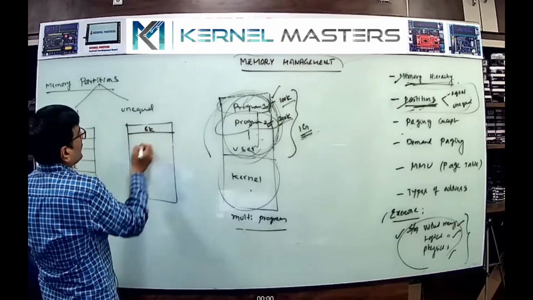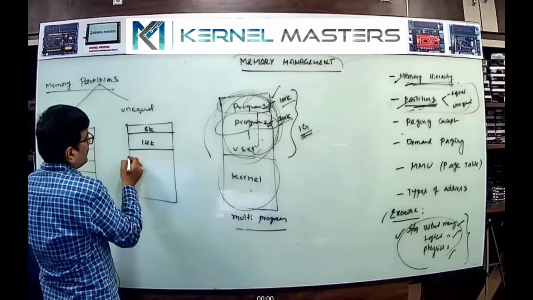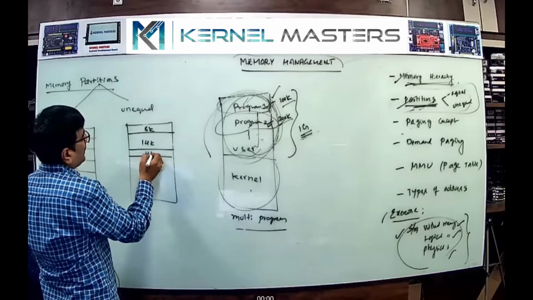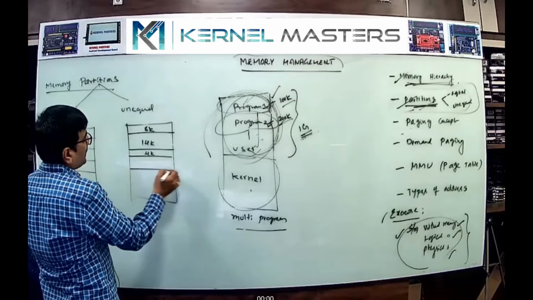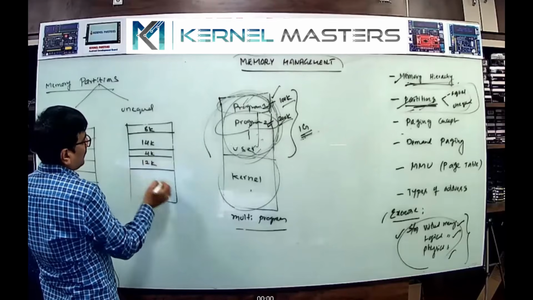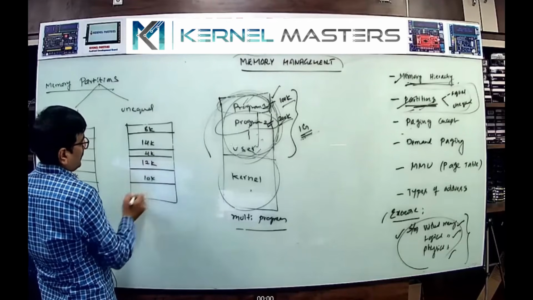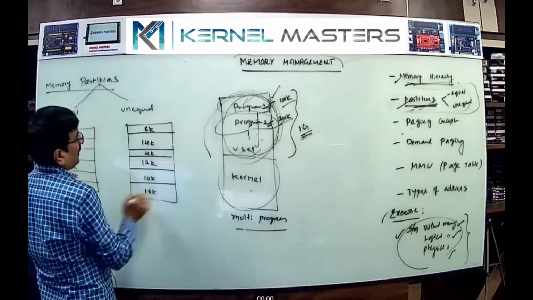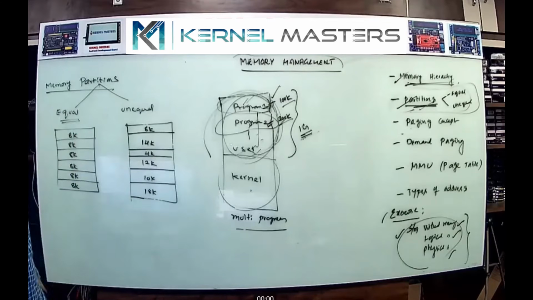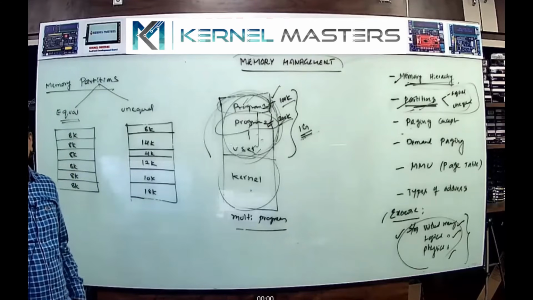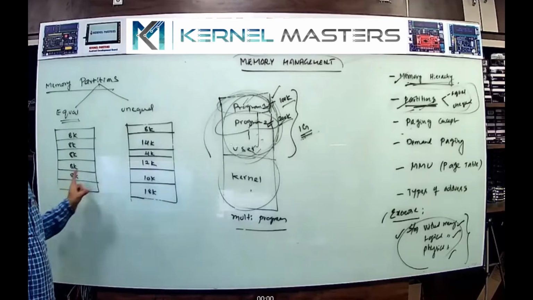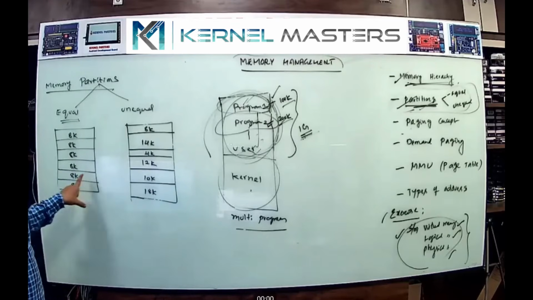14 kilobytes, other one is 4 kilobytes, other one is 12 kilobytes, next one is 10 kilobytes, next one is 18 kilobytes, like that. The unequal partitions. Two concepts are there only. Because these two concepts were introduced initially, but some problems are there actually.